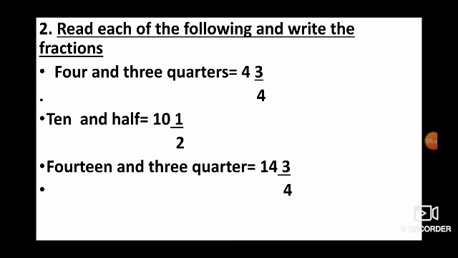Second, 10 and a half. Half we write as 1 upon 2. So we will write 10 and 1 upon 2. Now next they have given us 14 and 3/4. How do we write 3/4? As 3 upon 4. So first we will write 14 and then 3 upon 4. In this way you have to solve the problems.